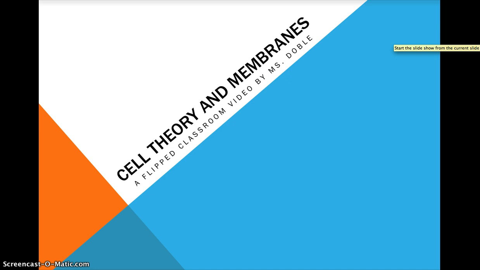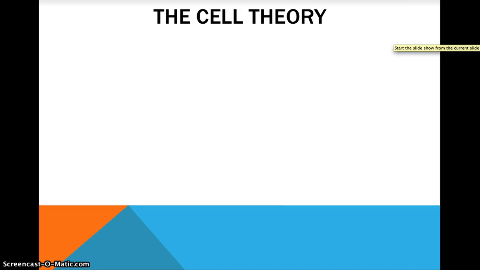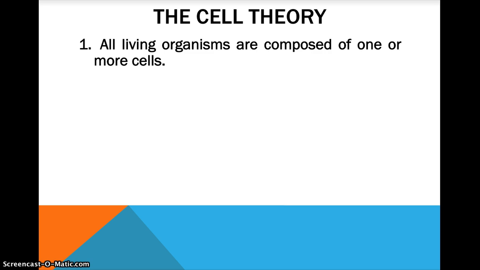So today we're going to be talking about cell theory and cell membranes. So, what is cell theory? Cell theory was invented in 1838 by the German scientists Matthias Schleiden and Theodor Schwann. Now the cell theory has three very important parts. The first is that all living organisms are composed of one or more cells.